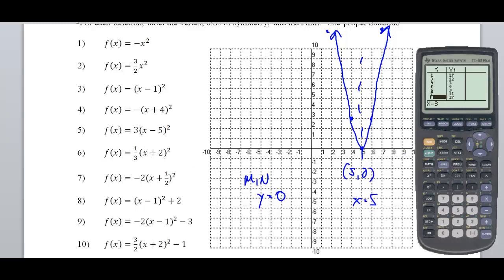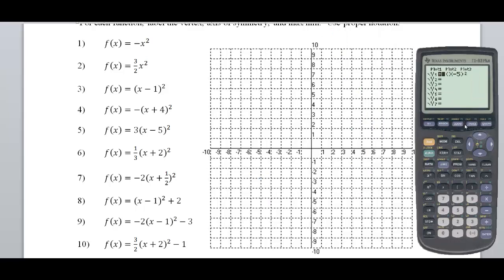Problem number 6 is going to make it so that our numbers aren't so big. It's going to kind of widen this out a little bit from our perspective on the screen. So I'm going to put in 1 divided by 3, a third, and then we're going to go (x plus 2) squared. And let's go take a look. This is going to be opening upwards. It's going to be looking kind of wide. This is going to be a shift 2 to the left. Let's go take a look. There you go.